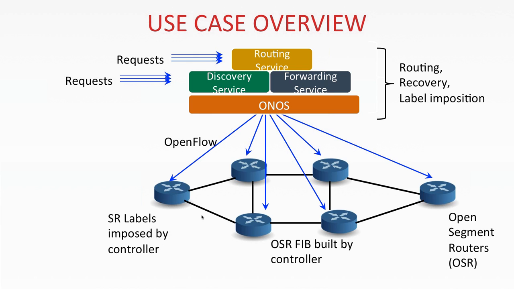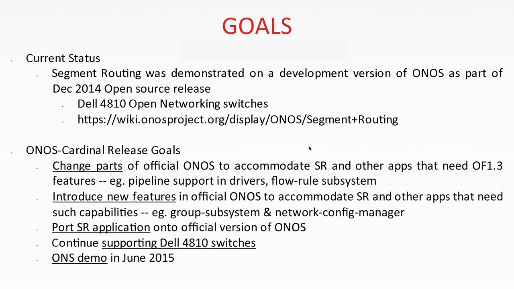In this use case, ONOS provides the segment routing service, which is responsible for building the segment routing forwarding tables and imposing the segment routing label stack. The open segment routers have been built by Dell on their 4810 open networking switch that supports OpenFlow 1.3 and the Spring Open hardware abstraction pipeline. For more details, you can go over the wiki where we have captured this use case in detail. For now, I'll move on to the next slide, where we capture the current status.